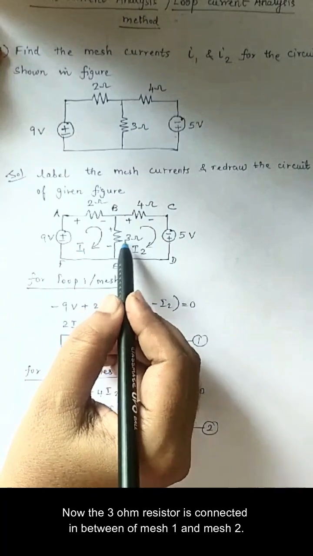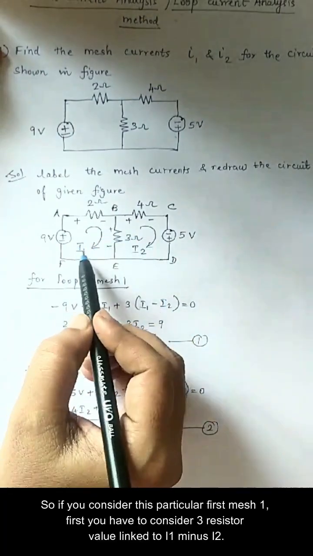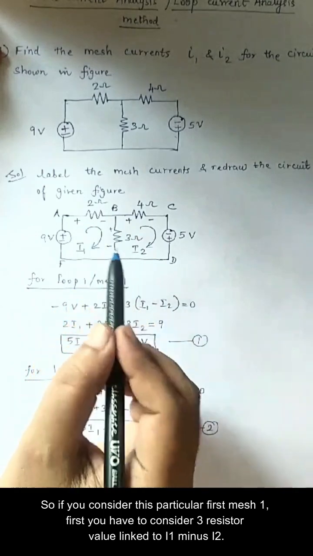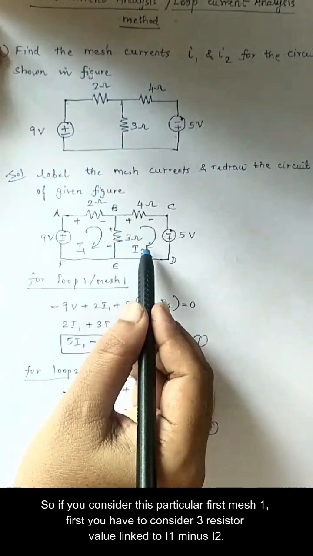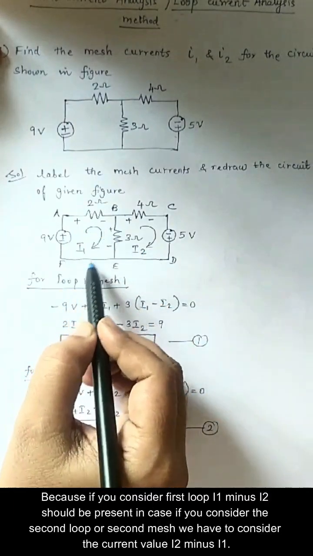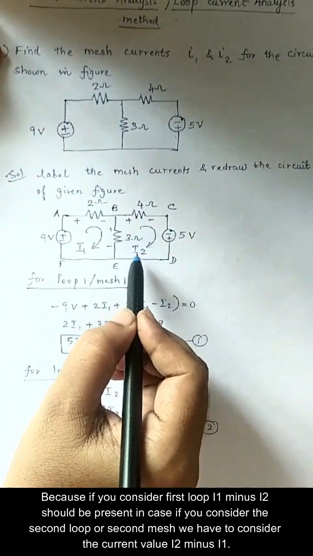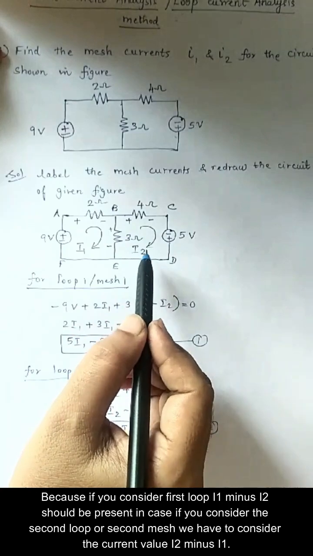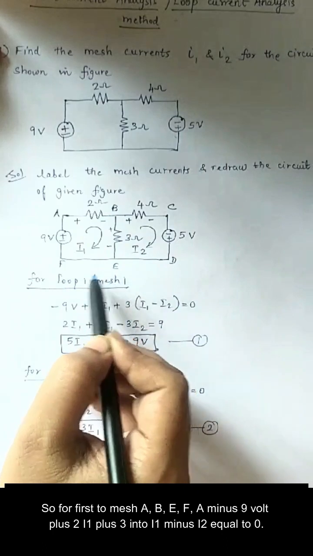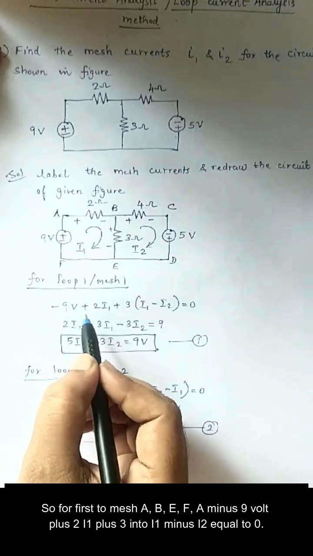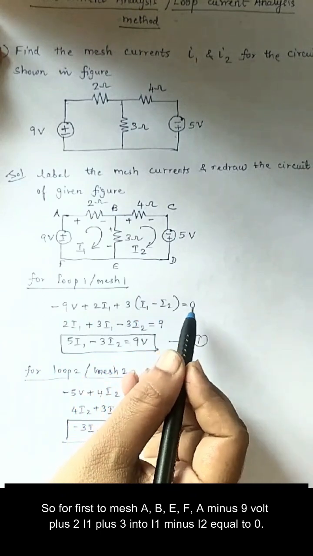Plus, now the 3 ohm resistor is connected in between mesh 1 and mesh 2. If you consider the first mesh, you have to consider the 3 ohm resistor value into I1 minus I2, because if you consider the first loop, I1 minus I2 should be present. In case you consider the second loop or second mesh, we have to consider the current I2 minus I1. So for the first mesh A, B, E, F, A: minus 9 volt plus 2 I1 plus 3 into I1 minus I2 equals 0.